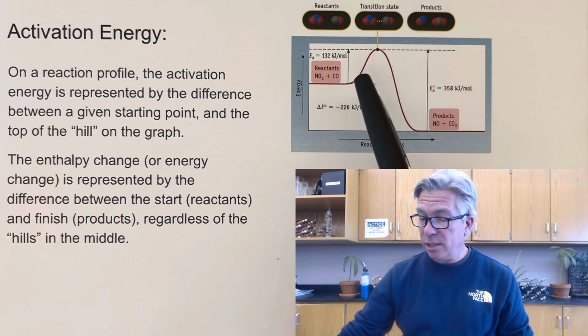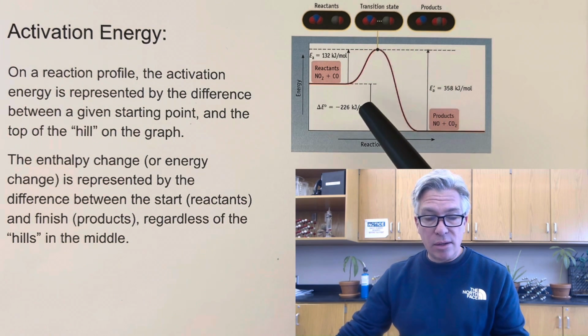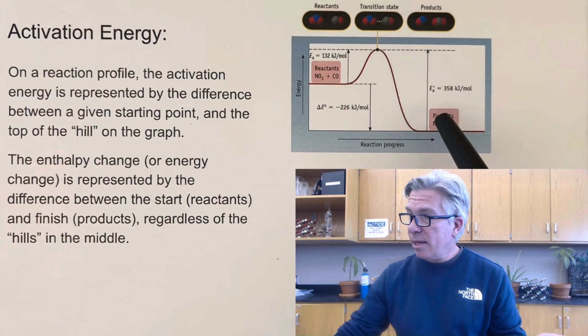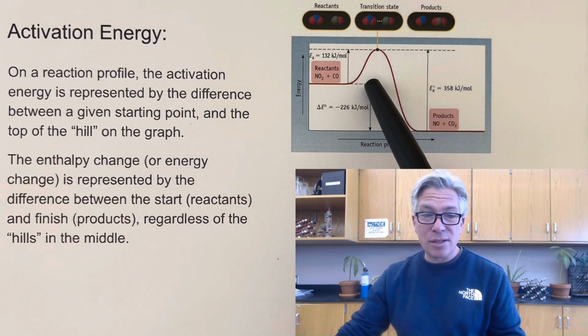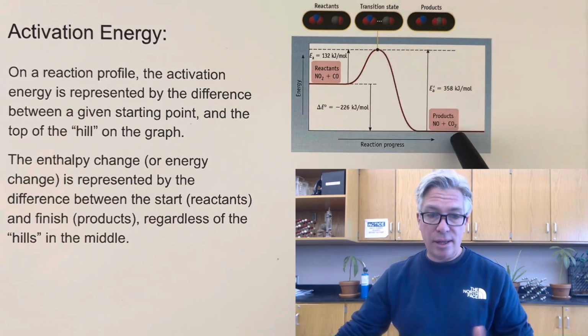Okay, and the enthalpy change, you might recall, tells you whether it's exothermic or endothermic, and it's represented by the difference between the starting value and the end value, regardless of how high the hill is or how many hills there are in the middle there. The difference between start and finish, that's your enthalpy change.